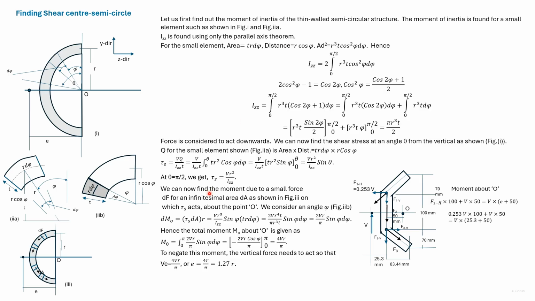Here we have used this method to find the distance of the shear center. We have taken moment about the point O. So the force V into this distance is equal to 4VR divided by pi, from which we get e equal to 1.27 R.